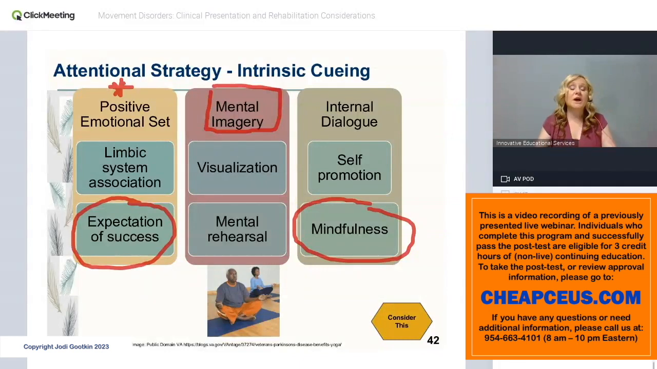So those are some other strategies you can look at incorporating, and something where you could get the caregiver involved with the patient so that it can carry over to outside the clinic to allow them to have better performance with their activities.